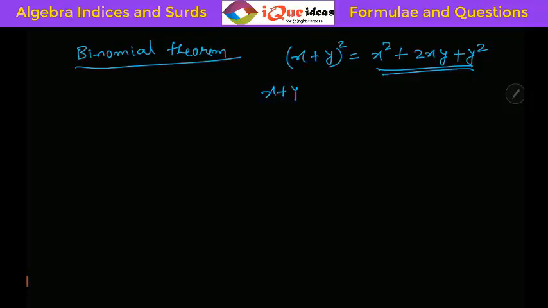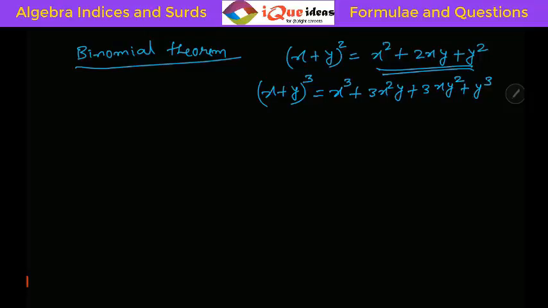Let's say x plus y whole cube, right? Just make sure that you write in the complete expanded form, right? And the power of x should be higher in the beginning, and then it should keep reducing, and power of y should be maximum in the end. So x plus y whole cube is x cube plus 3x square y plus 3xy square plus y cube, right?